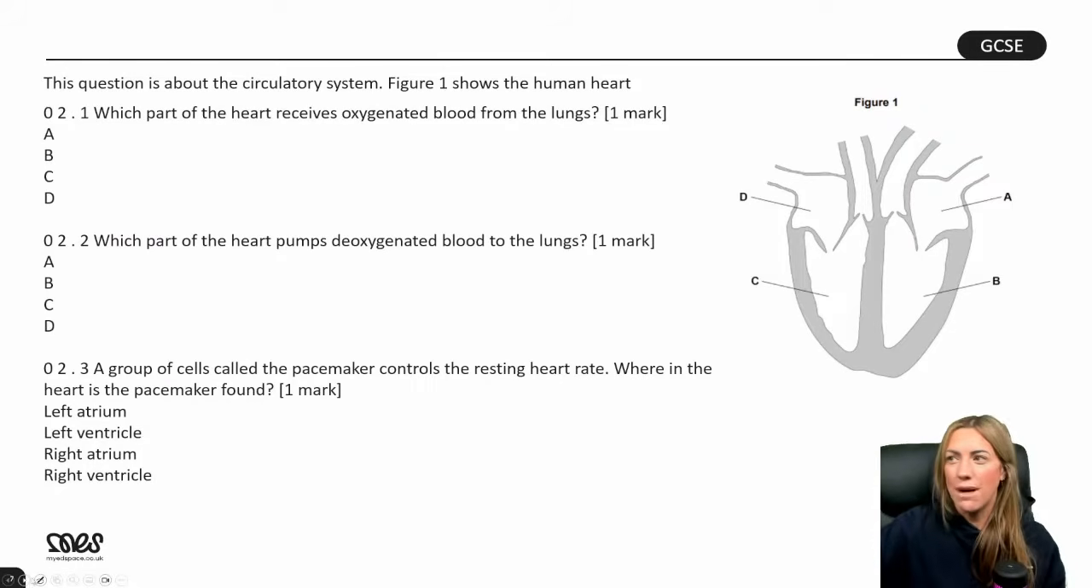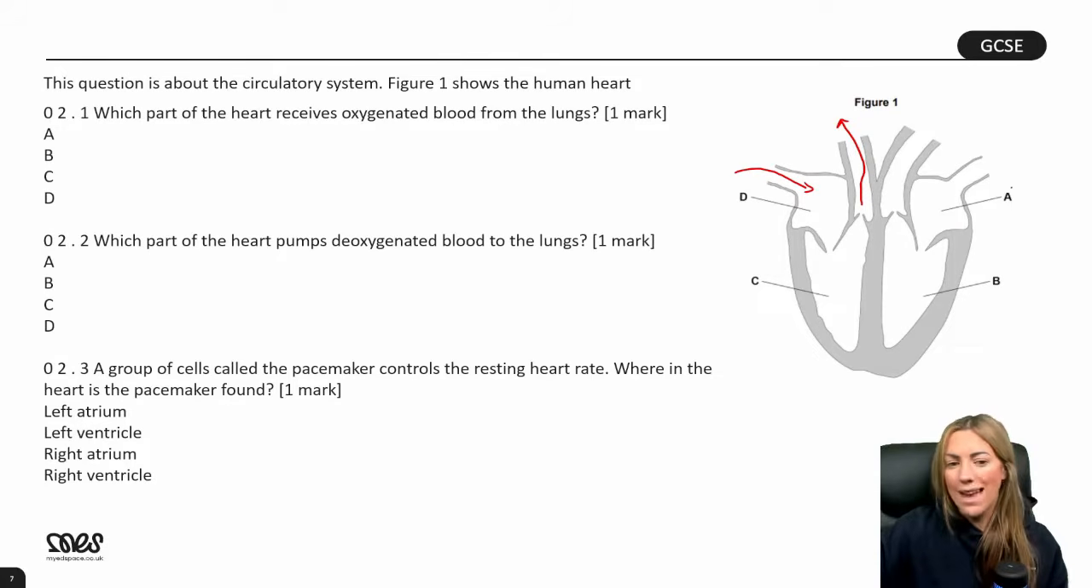Okay, this question is about the circulatory system. So figure 1 shows the human heart. Which part of the heart receives oxygenated blood from the lungs? Well, let's go through the options. In the right side of the heart, we've got deoxygenated blood coming into the right atrium and then deoxygenated blood coming out of the right ventricle going to the lungs.